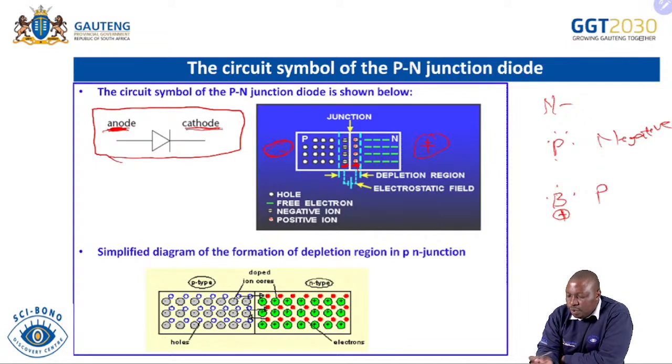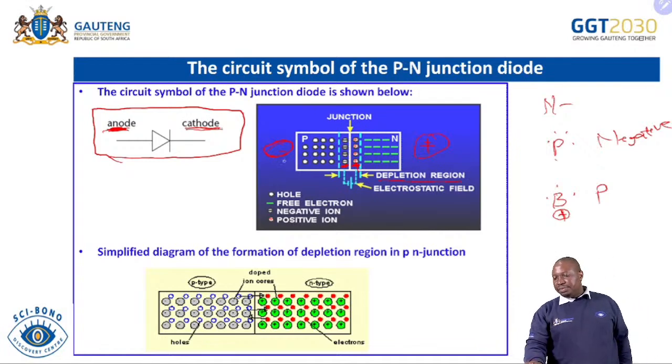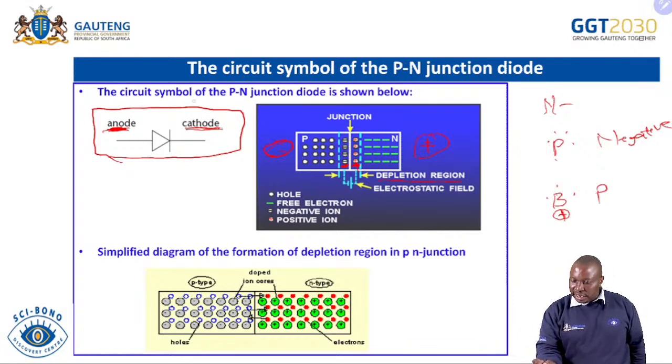And how does it work? It works when the positively charged holes move towards the negative electrons, and when the electrons move towards the positive holes, what happens is that they are going to have a depletion region in between. By so doing, we leave behind a negatively charged P semiconductor and an N semiconductor that is positively charged. So you will see that we have negative charge this side and the positive. And we are saying the circuit symbol that we use for the PN junction is the anode and the cathode.